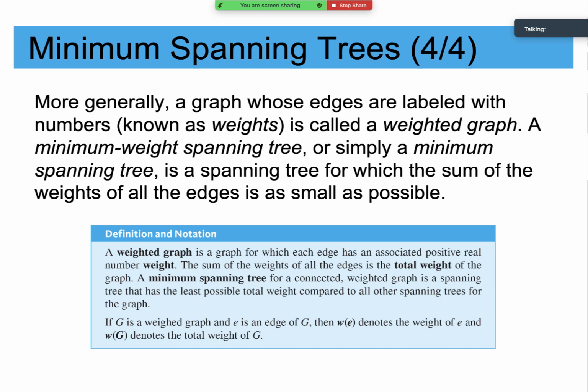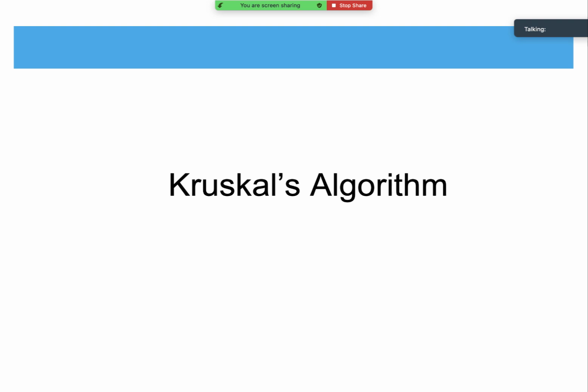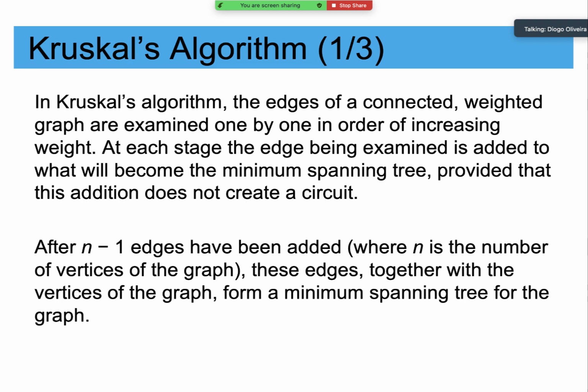So those edges, when we give values to them, we're creating what is called a weighted graph. A minimum weight spanning tree, or simply a minimum spanning tree, is a spanning tree for which the sum of the weights of all the edges of that spanning tree is as small as possible. Okay? So, we're going to look at two specific algorithms. The first one is going to be Kruskal's algorithm. So in Kruskal's algorithm, the edges of a connected weighted graph are examined one by one in order of increasing weight.